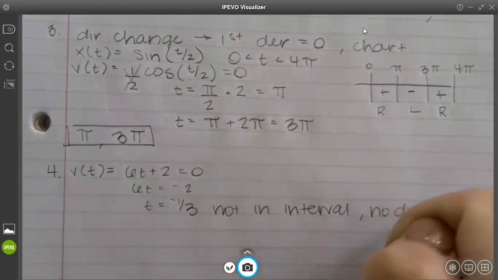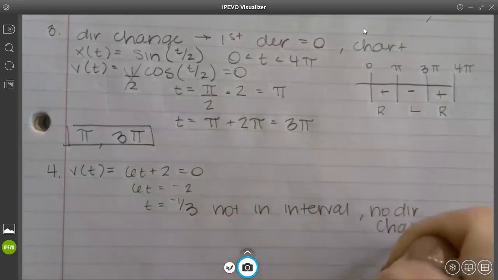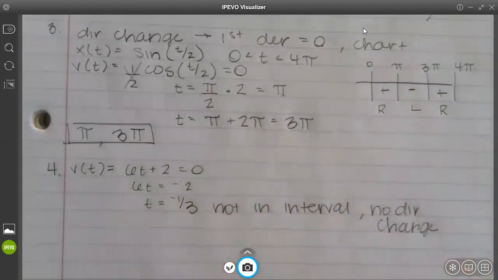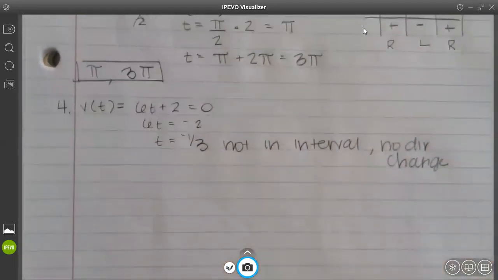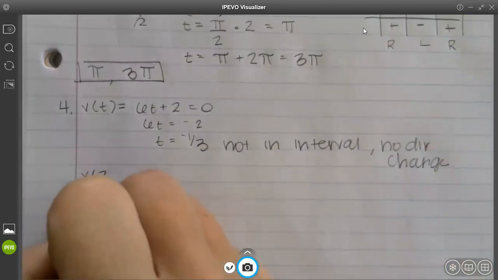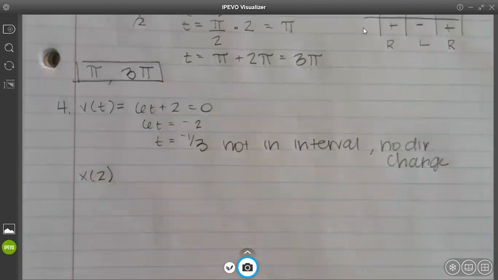So no direction change. If it would have been in the interval, we would have to test it, but it's not. So now we just need the position. Where's the start position and the finish position? And then we can find the distance.